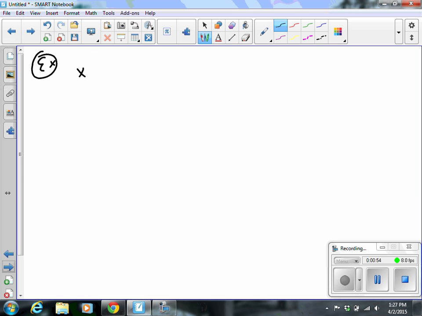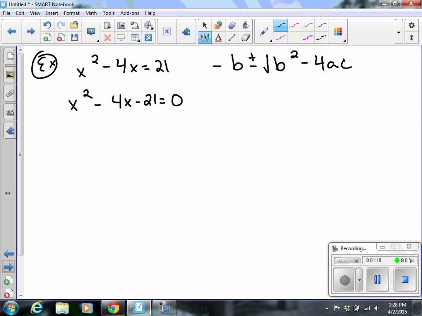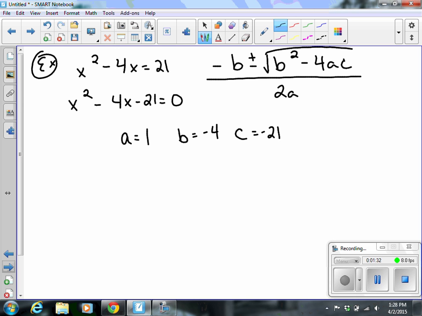Let's say, for instance, I have x squared minus 4x equals 21. So this goes back to the key here that I have to have it equal to 0. So I'm going to move the 21 over and have x squared minus 4x minus 21 equals 0. I'm going to rewrite my formula over here just so I don't forget. So in my case, a equals 1, b equals negative 4. Notice we keep the sign that's in front of it. C equals negative 21.